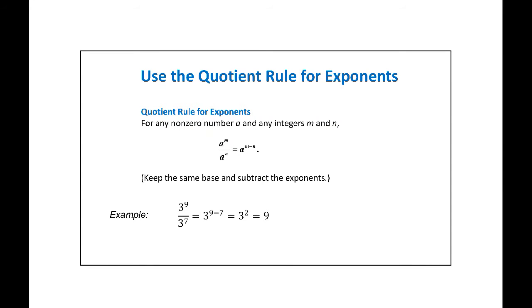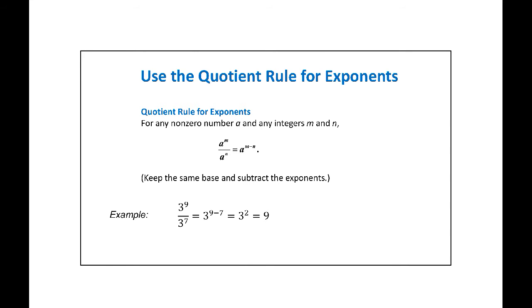The quotient rule for exponents. For any non-zero number a and any integers m and n, a to the m divided by a to the n is equal to a to the m minus n as an exponent. Notice that what's necessary for this to be true is that we have the same base. We may have different exponents, but we have the same base. And when we have division with the same base, that's equivalent to subtracting the exponents and keeping the same base.